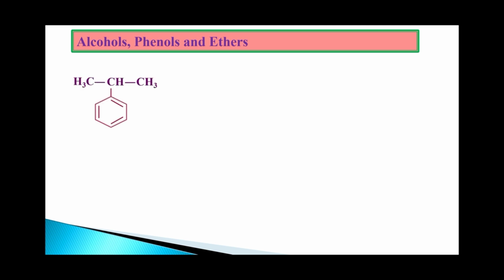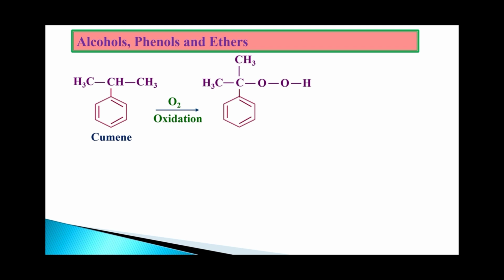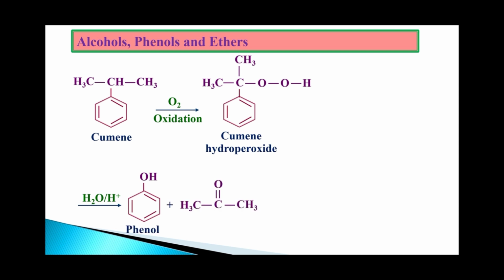Isopropyl benzene or cumene, when oxidized in the presence of air, gives cumene hydroperoxide. The formula of cumene hydroperoxide is C6H5C(CH3)2OOH. This cumene hydroperoxide, when acidified with dilute mineral acids like HCl and H2SO4, gives phenol along with acetone, that is CH3COCH3. The IUPAC name is propanone, remember.